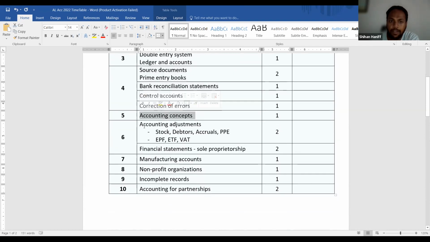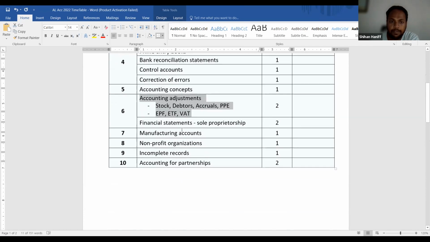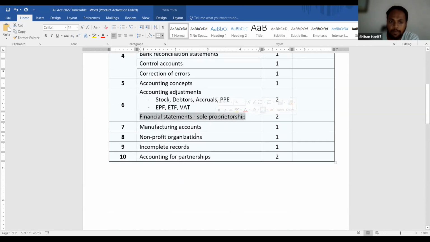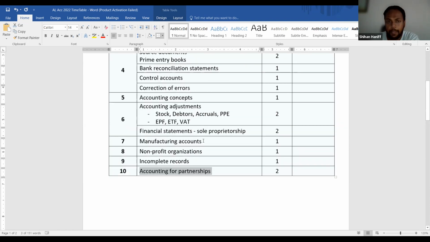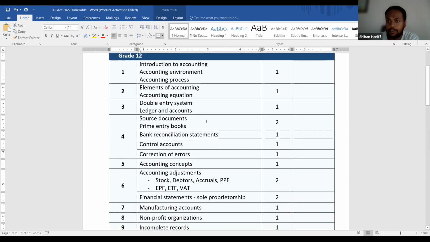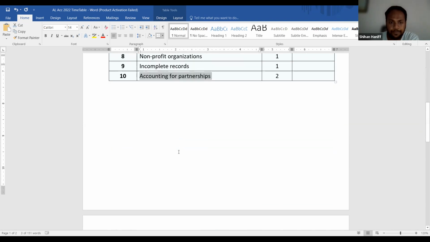In chapter 5, accounting concepts, accounting adjustments, then financial statements, manufacturing accounts, non-profit organizations, incomplete records, accounting for partnerships. I will send a screenshot of this to the WhatsApp group.